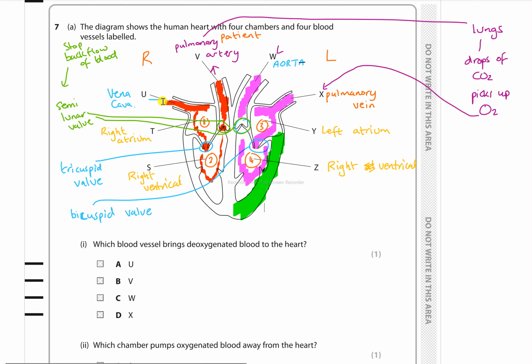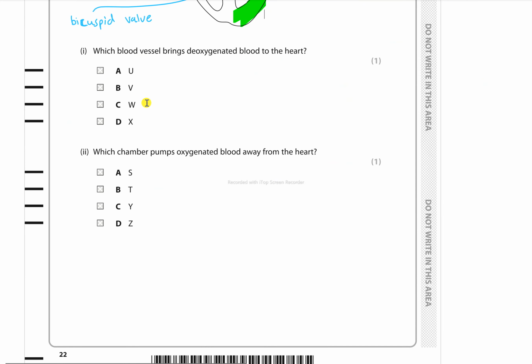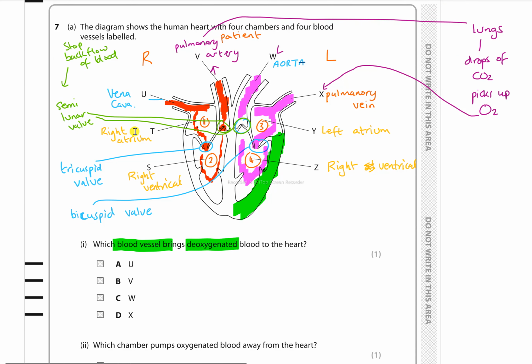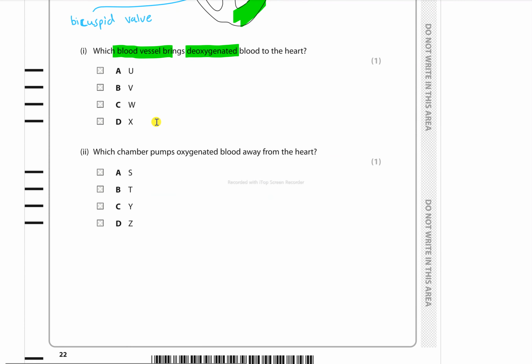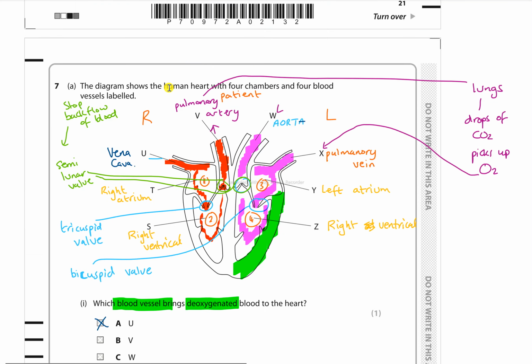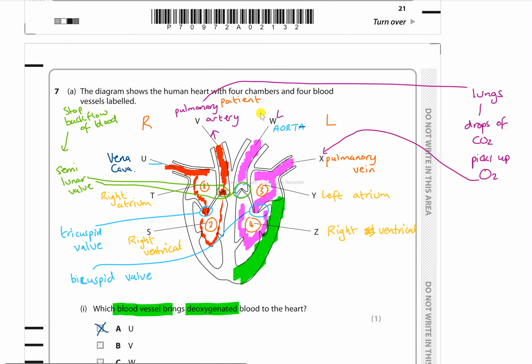Okay, let's keep going. Which blood vessel brings deoxygenated blood to the heart? It's the vena cava here. Yeah, so it is U. Now, which vessel pumps oxygenated blood away from the heart? That'll be the aorta. So that'll be the W.